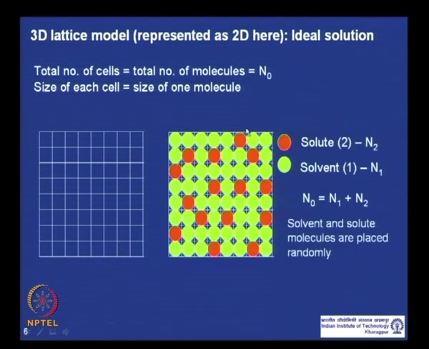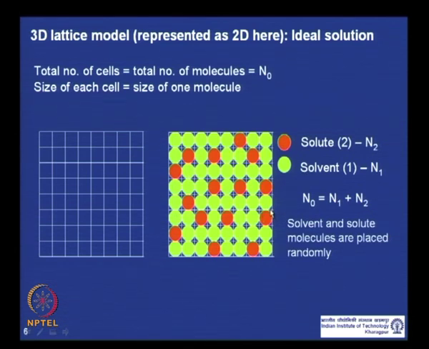Now, let us place the solute and solvent molecules. Solute will be shown as number 2 in this course, and solvent will be represented as 1. So, N2 solute molecules and N1 solvent molecules, shown in these colors, total N1 plus N2 molecules, are placed randomly in these cells. So, now you have to calculate how many different ways you can arrange these molecules.